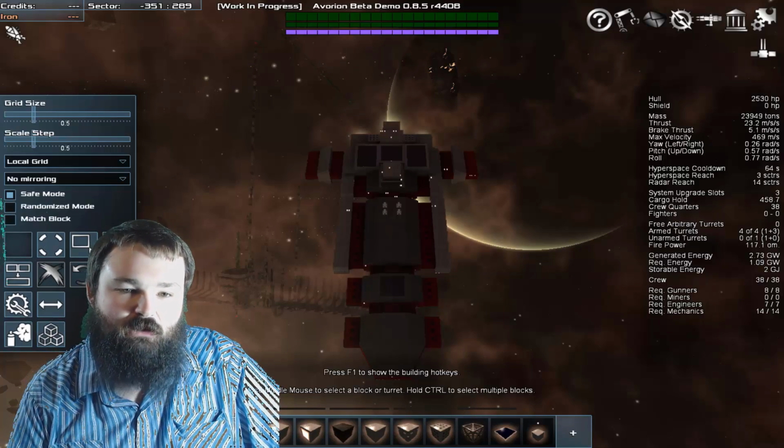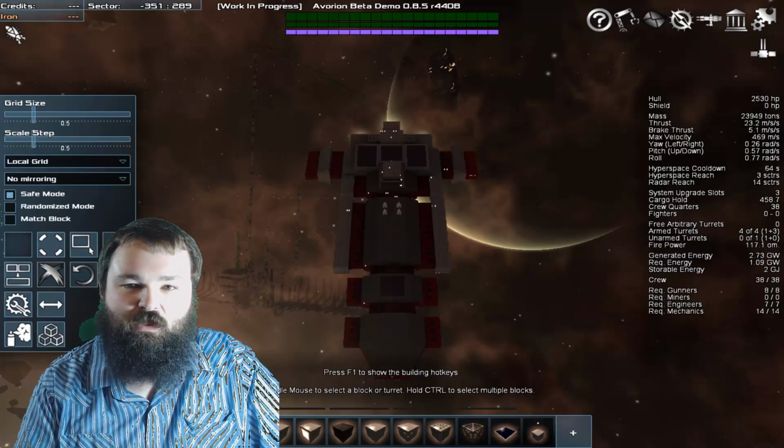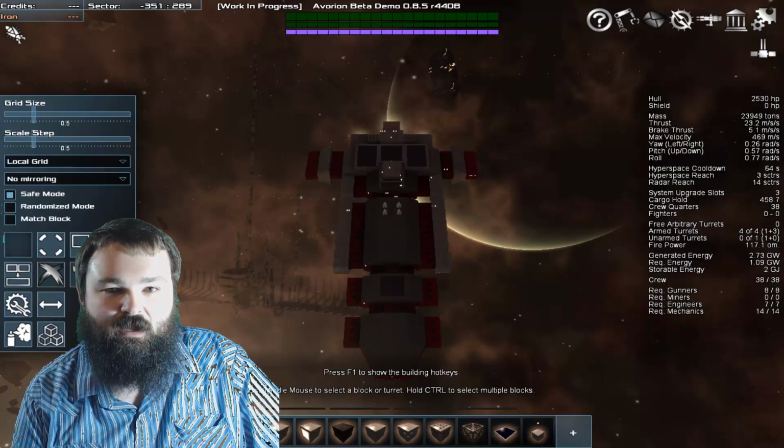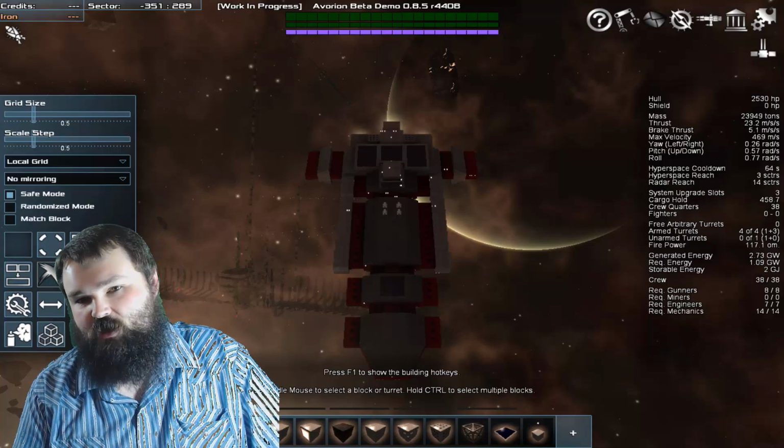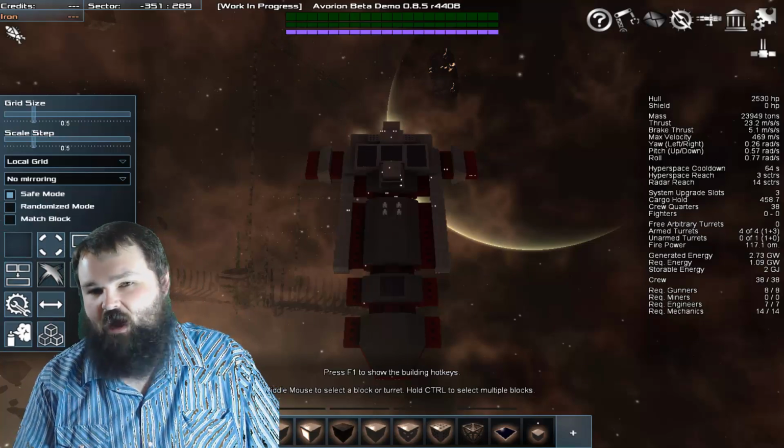So let's go ahead and take a look at the hull and shield, and those are just standard hit points in this game. Just as in an RPG game, you have so many hit points before you die.